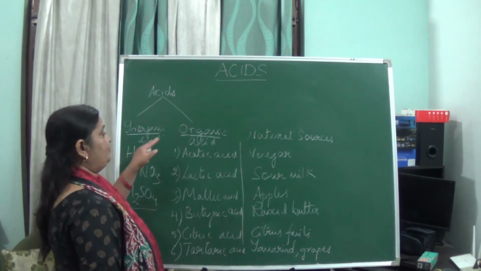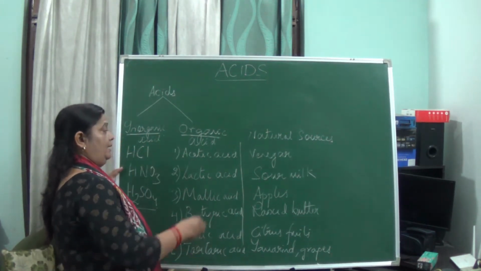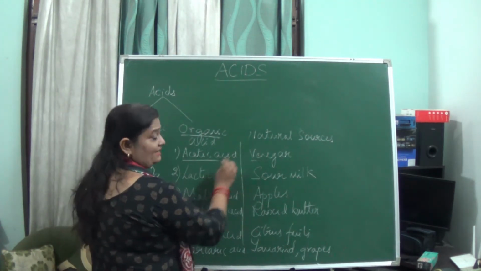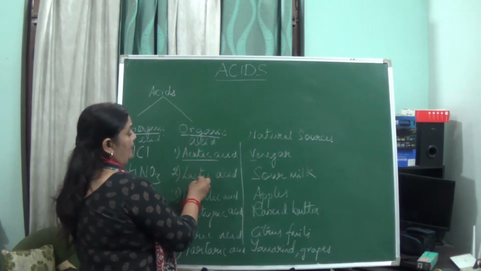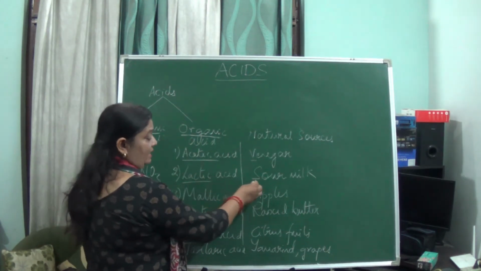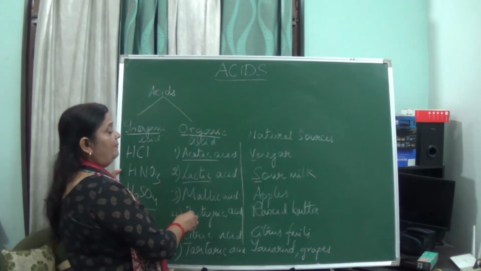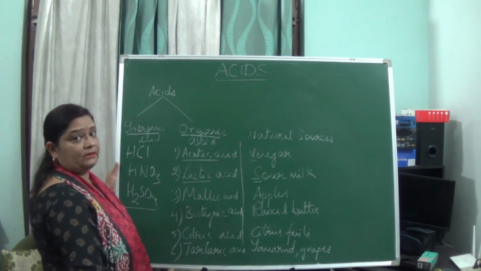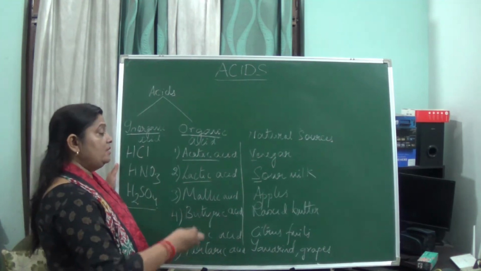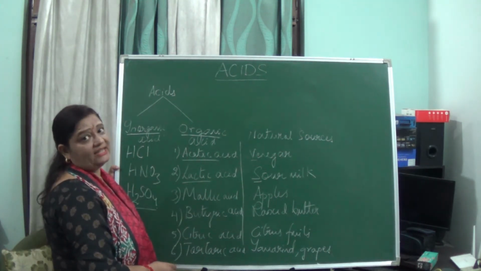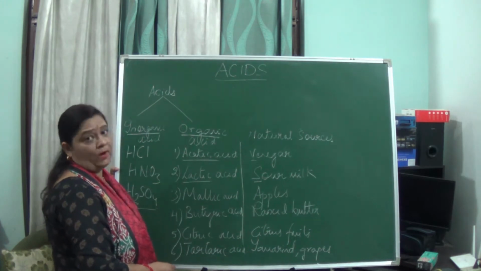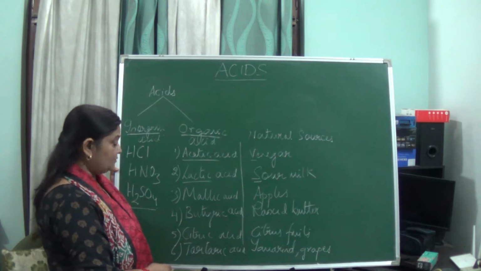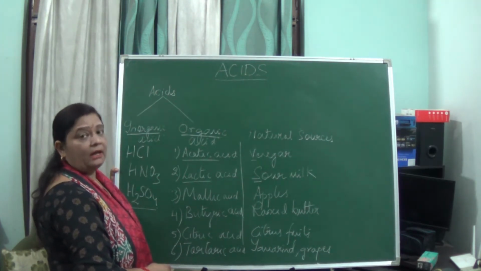Now, organic acids are like acetic acid. Its natural source is vinegar, sirka. Lactic acid you can see in sour milk. Malic acid is found in apples. Butyric acid is found in rancid butter. What is rancid butter? The butter in which oxidation has taken place is known as rancid butter. Citric acid is found in citrus fruits, tartaric acid in tamarind and grapes.